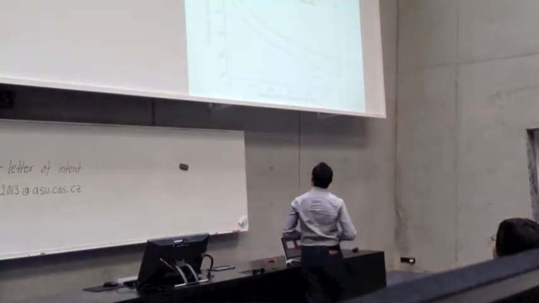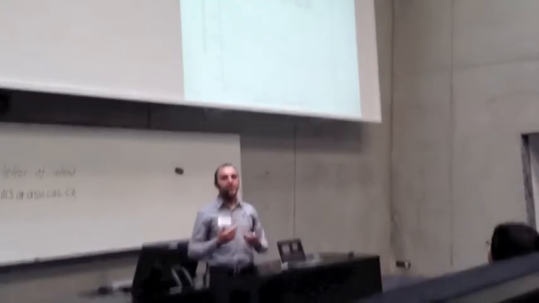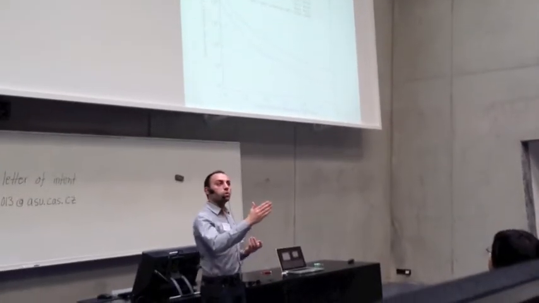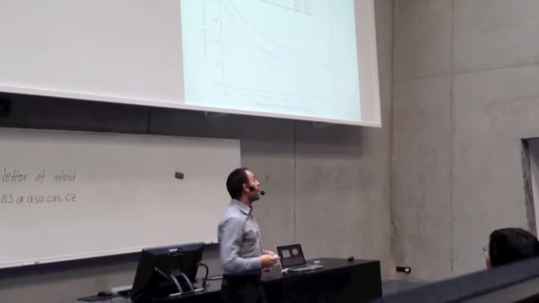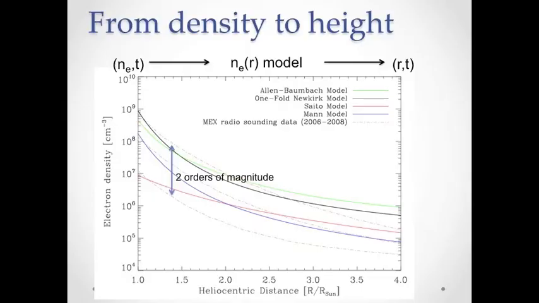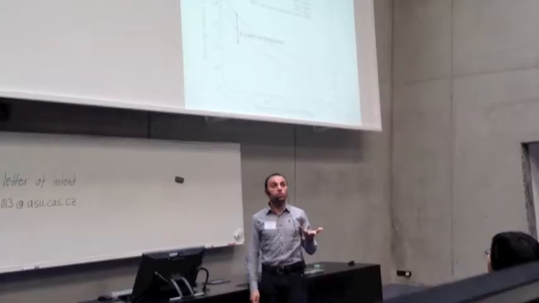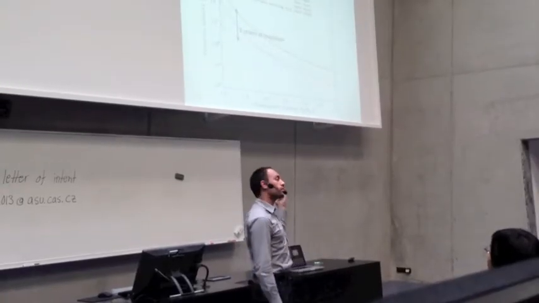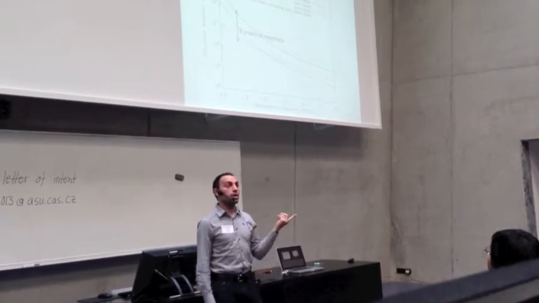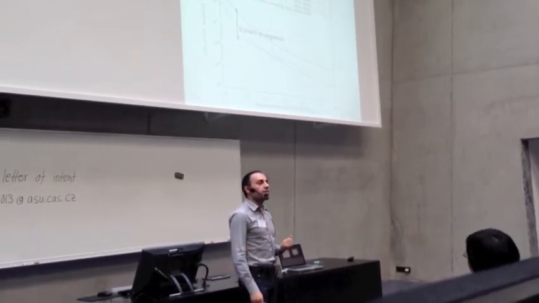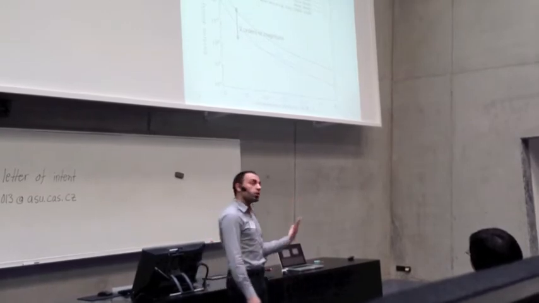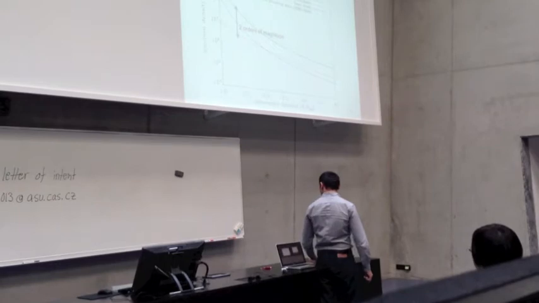Now, the problem is that in order to relate the height of the shock to the frequency, we need a density model. And the problem is this: I plotted here a couple of density models together with some data from spacecraft, and we can see that there is a huge difference. We're talking about almost an order of magnitude, whichever model we choose. So we need to tune this. Another problem is that all these models are radial models, and the type 2 radio burst can propagate in a non-radial direction. So we need to investigate how the density is.